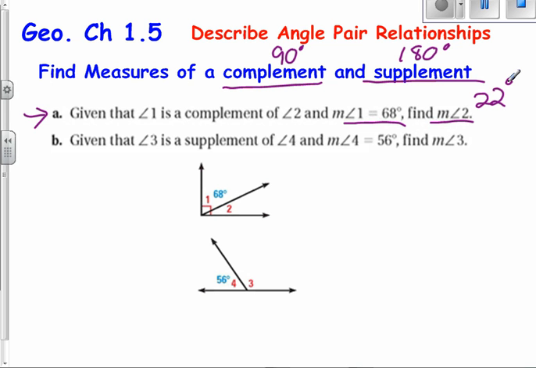Now let's look at B. Given that angle 3 is a supplement of angle 4, they're telling you that the sum of those two angles is 180 degrees. They give you angle 4. They want to know the angle 3. So if angle 4 is 56, it's 180 minus 56. So we know that the angle 3 is 124 degrees. Okay.